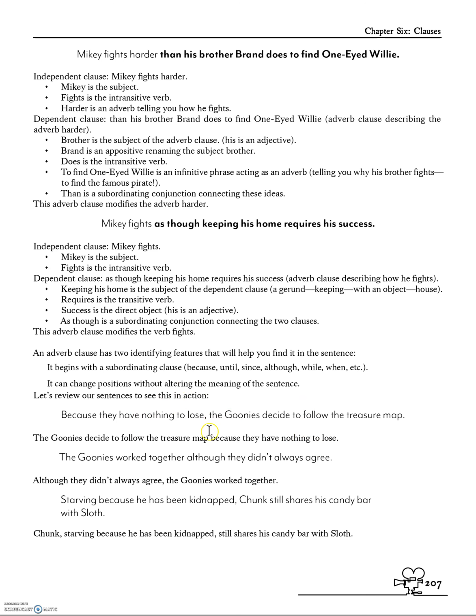Also, comma rule: if you have a dependent clause at the beginning of a sentence, it gets a comma. If you have a dependent clause at the end of a sentence, it doesn't get a comma. Basically, if it starts with because, you'll have a comma in the middle. If there's a because in the middle, you will not have a comma. But you can review comma rules on our website. What else? Yeah, you can flip stuff around. Although they didn't always agree, the Goonies work together. Chunk, starving because he's been kidnapped, still shares his candy bar. So adverb clauses, there's some mobility.